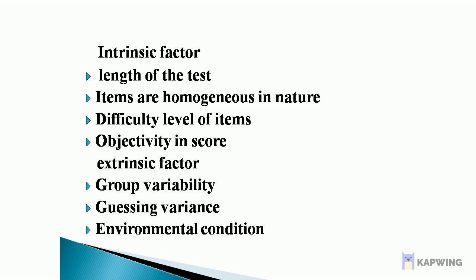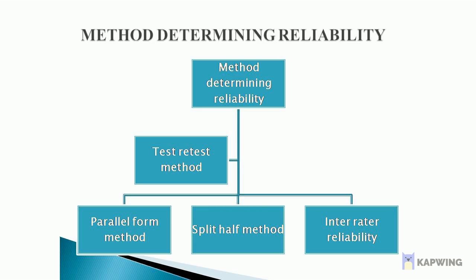Now we will discuss methods of determining reliability. The methods of determining reliability are the test-retest method, parallel form method, split half method and inter-rater reliability. So, test-retest method. Test-retest method refers to the extent to which a test measuring a variable at one time is correlated with the same test measuring the same variable for the same individual at another time. And for this, the Pearson correlation coefficient formula is used.